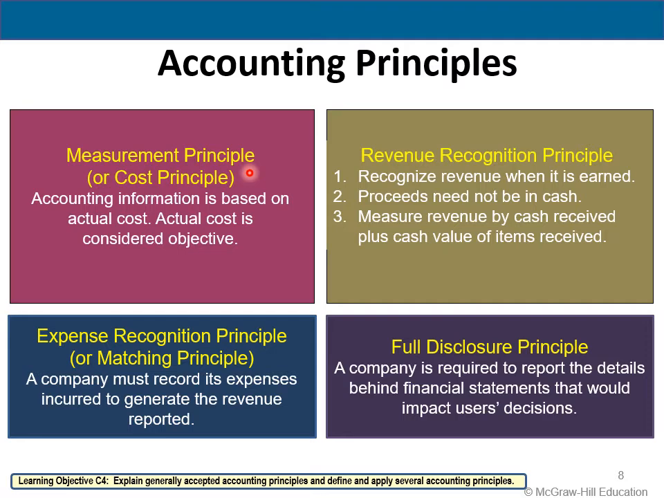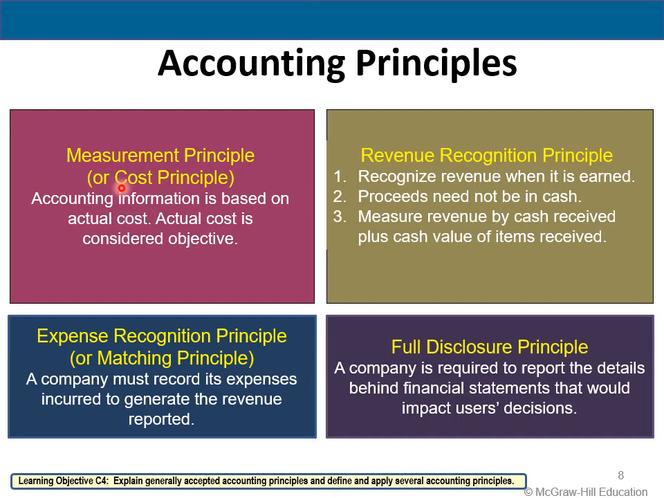The first is the measurement principle. In my textbook, back when dinosaurs roamed the earth, it was referred to as the cost principle. The cost principle really just means that the accounting system reports on what things cost, which is considered objective. An example of this is if you buy land and you pay $100,000 for a piece of land, well, that's a $100,000 asset.